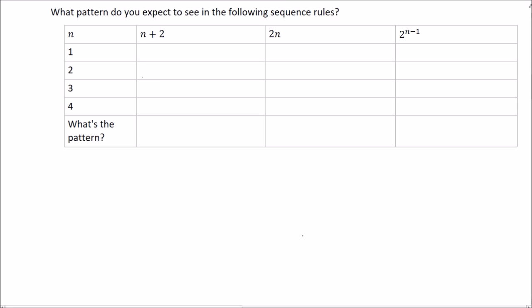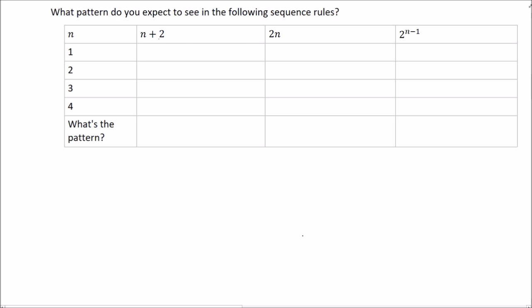All right, let's now look at this from a slightly different angle. We've got 3 sequence rules up here at the top. We want to see what patterns are occurring in these, how that relates to the list or the sequence that they generate, so we can understand how to work that backwards. So what I'd like you to do first, take a look at each of these 3 rules and make a prediction. What pattern do you expect to see in the list of numbers that comes from them?